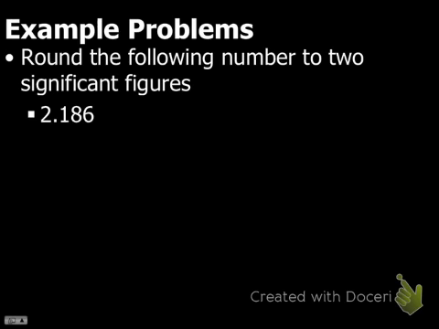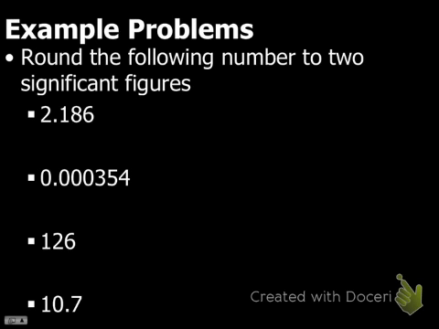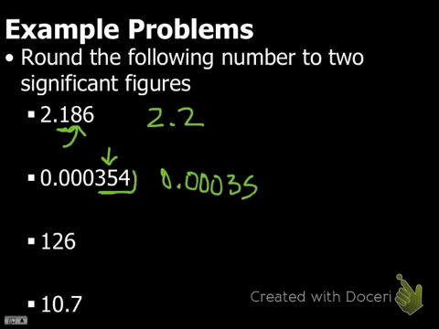Okay, so let's look at a couple examples. So this one, the first one, it says round all of these to 2 sig figs. So this is where I'm going to round. So I look at the number after. That number is greater than 5, so I'm going to round this to 2.2. This one down here, I want to round it to this digit here, to 2 sig figs. So this one is going to be 0.00035 because the number that I'm dropping is less than 5, so I leave this number the same.